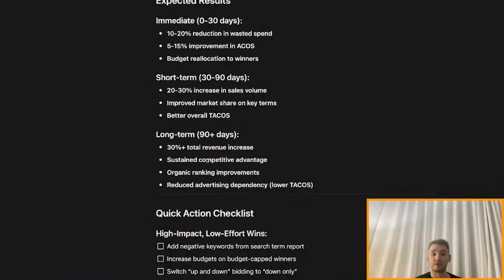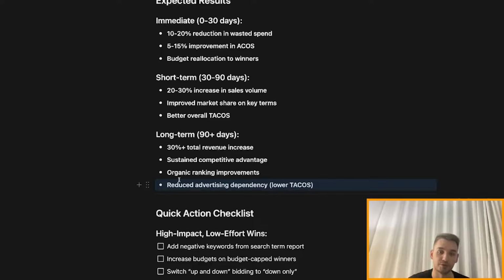The immediate results you can get is a cost reduction of 5 to 15% in ad spend and budget reallocation to winners, and basically keyword scaling your business. Short-term increase is 20% to 30% in sales volume and better overall TACOS. By 90 days, you're already growing your business, sustaining competitive advantage, and you're seeing continuous improvement in organic rank. And by that time, you start to rely less and less on advertising, because your product starts to rank organically better and better.